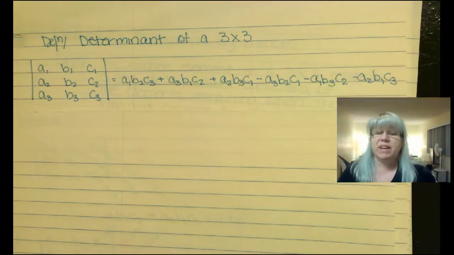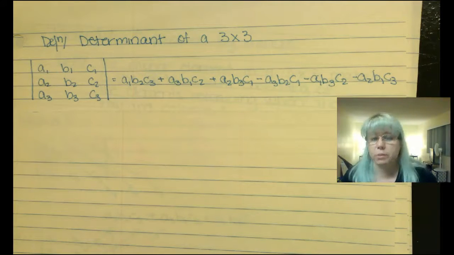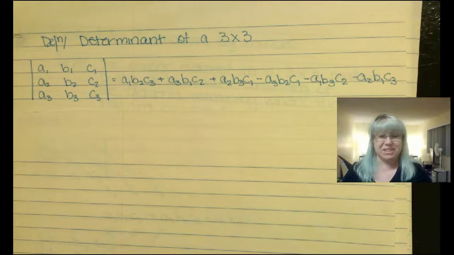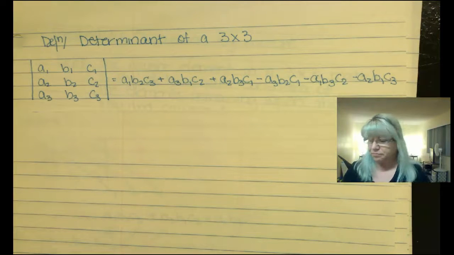Now that's great if we have a 2 by 2 matrix, but matrices are not limited to just 2 by 2 matrices. Here we have a 3 by 3. So how do I calculate a 3 by 3 determinant? Well, here's the big long formula.